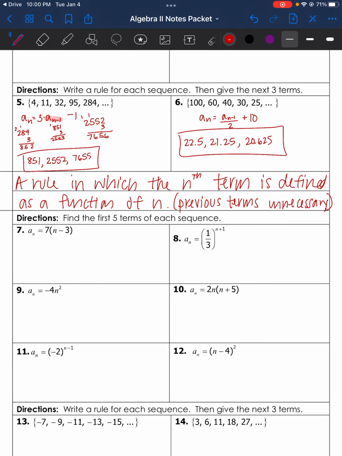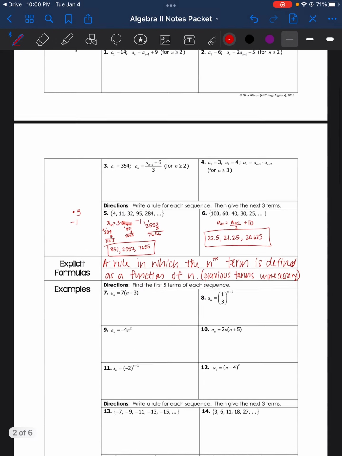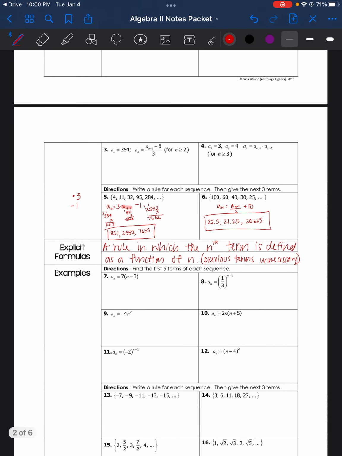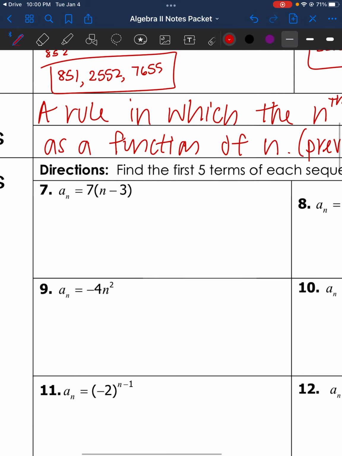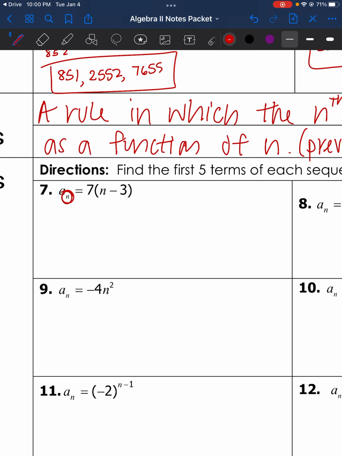Basically, in our recursive formulas, what was happening is we went back to the previous term, took that number, and then did something with it. But now in our explicit formulas, all we care about is n, whatever n is. So if I want to know what the 15th number is, I don't need to know what the 14th number is first to find it. All I need to know is that it's the 15th number, and n is 15.